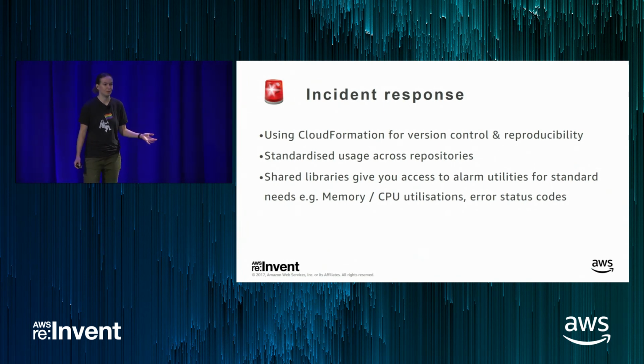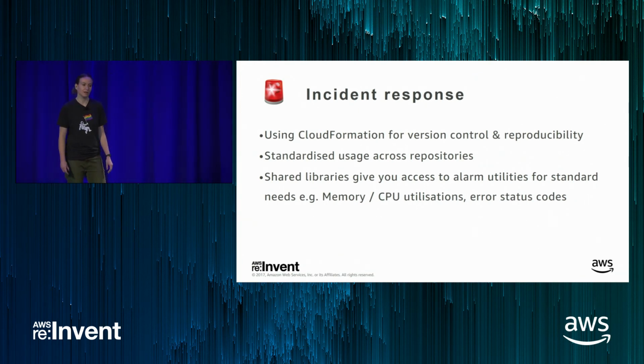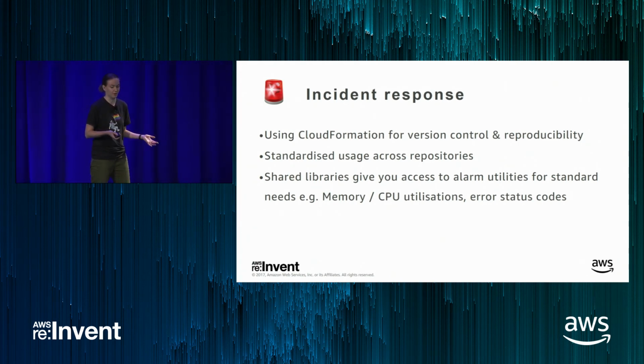Often when you're responding to an incident, it's a stressful situation and you don't want to be looking around for documentation, right? So if you know where to look, that's a really good starting point. And our ECS API library also gives you access to some shared alarm things that you're going to need in each repository anyway, like alarming on error status codes.